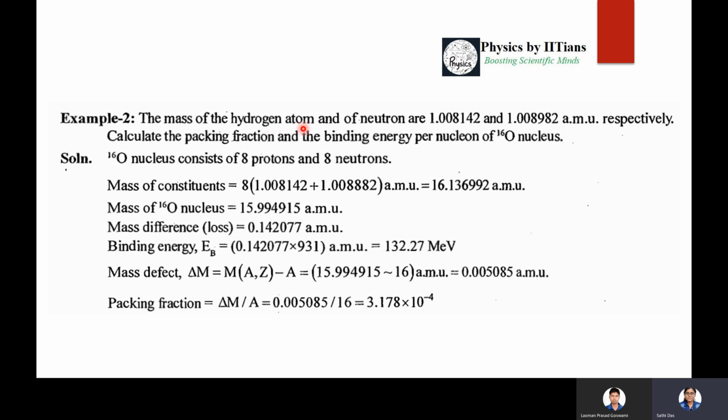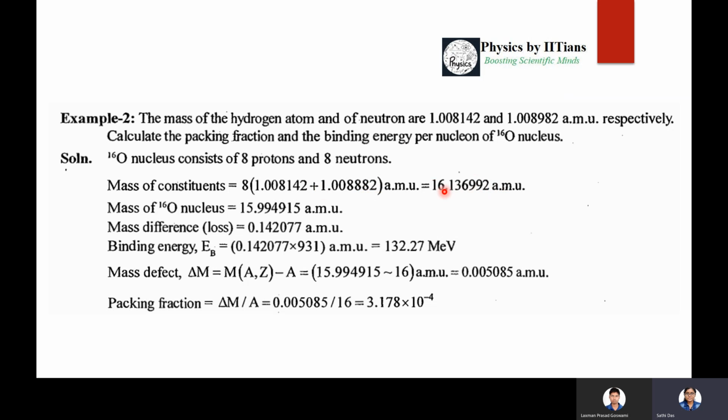The mass of the hydrogen atom and of the neutron are 1.008142 and 1.008982 AMU respectively. You have to calculate the packing fraction and the binding energy per nucleon of oxygen, that is the O16 nucleus. Oxygen O16 nucleus has 8 protons and 8 neutrons. First of all, calculate the mass of the constituents, that means mass of 8 protons plus mass of 8 neutrons.